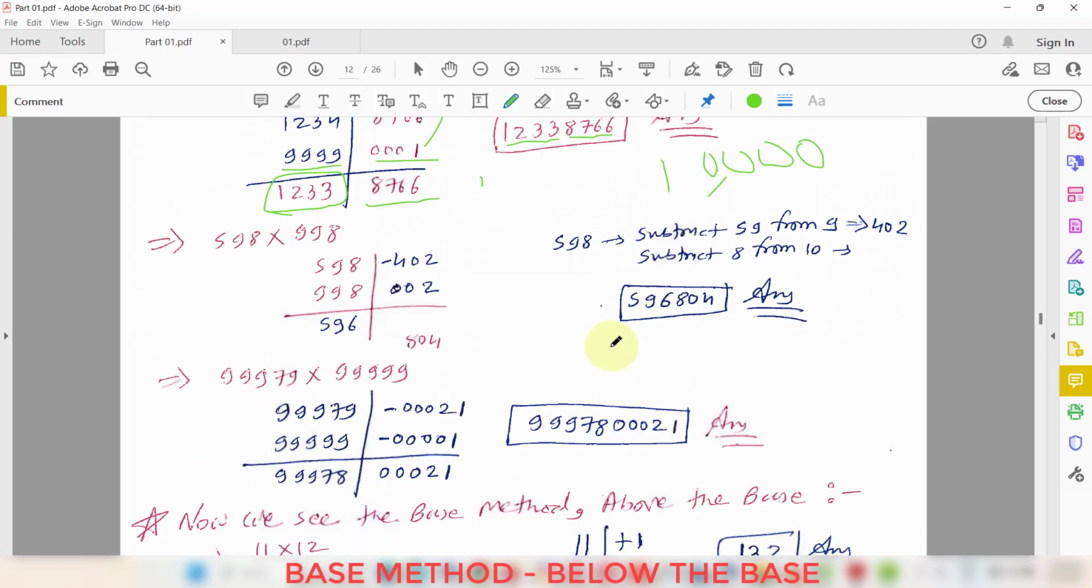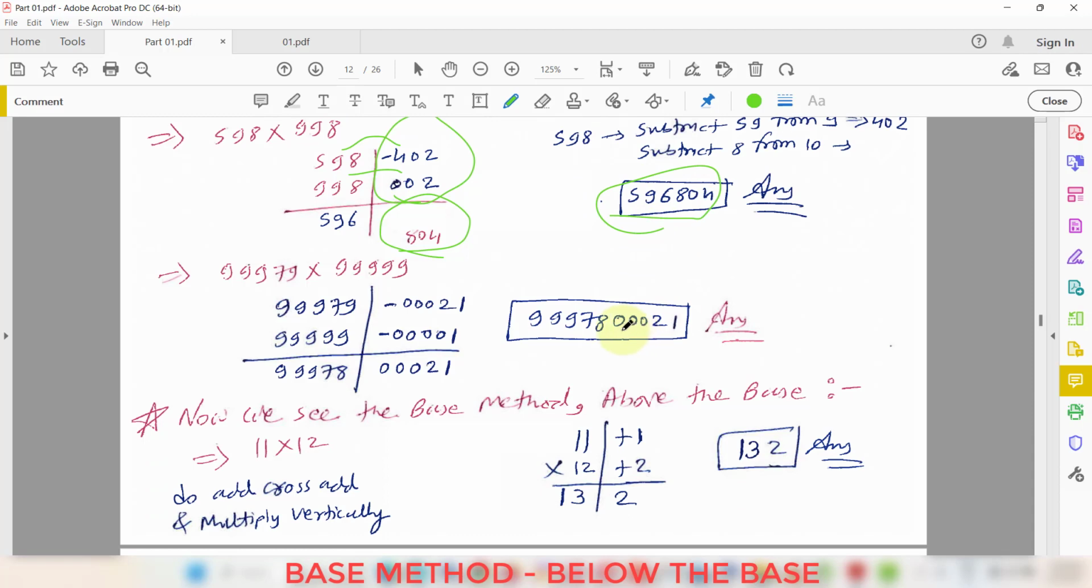Similarly, 598 times 998. So 598 is below 1000 by how much? 402. 998 is below 1000 by how much? 2. So here we have to write the answer in 3 digits, because we are subtracting from 1000. So our answer should be in 3 digits. So 804 and 99. Here you can see 998 minus 402, it will be difficult for me. So what can I do? 598 minus 2, so 596. So 596, 804, that is our answer.